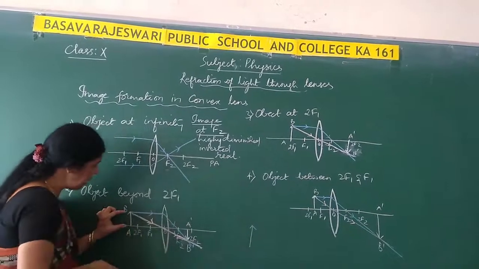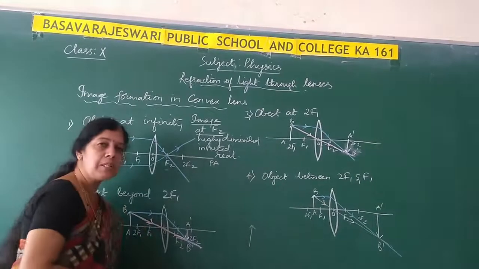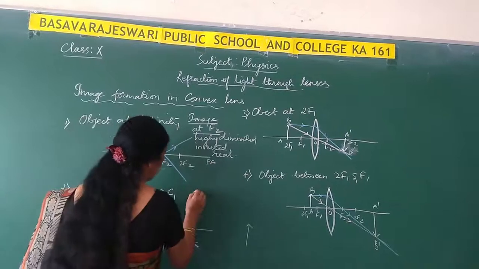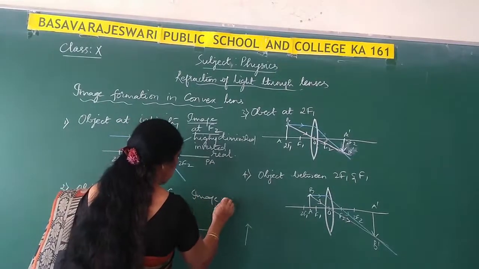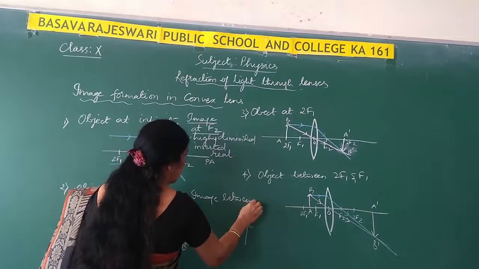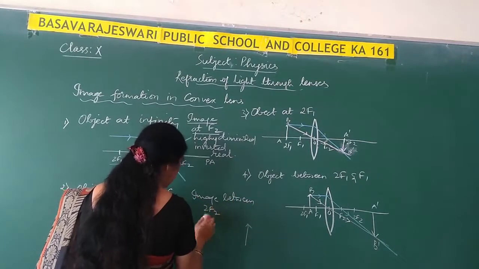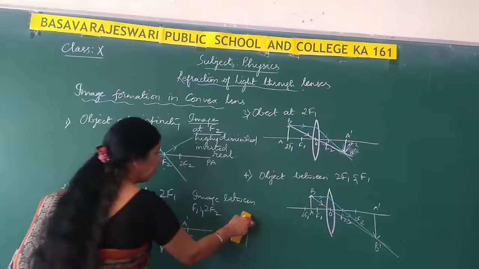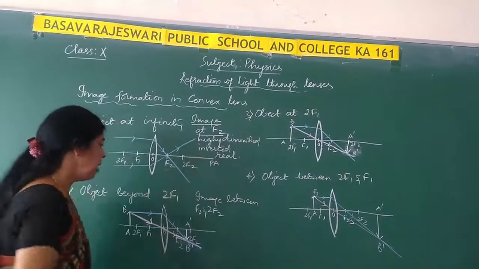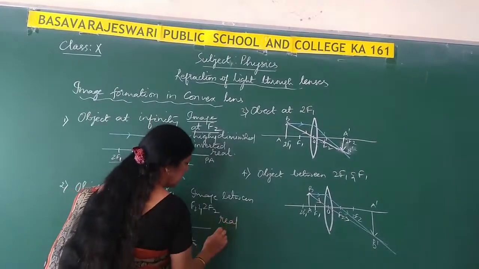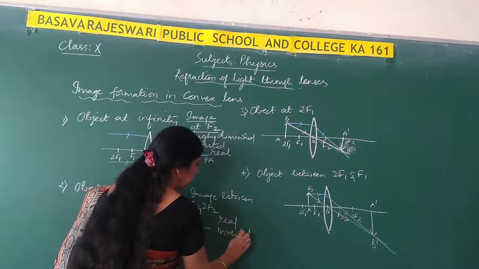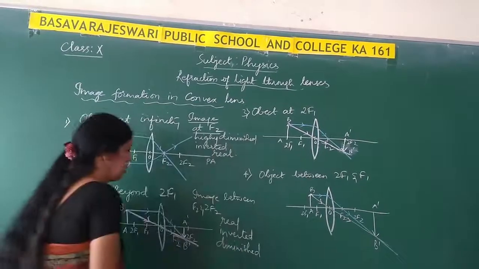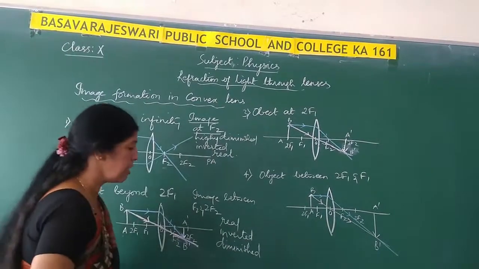Is it not? When you compare the size of the object and the image, the image is smaller in size. So where is the image formed? The image is formed between f2 and 2f2. And what will be the characteristics of this image? It is real, inverted and diminished. So this is the second case in case of convex lens.